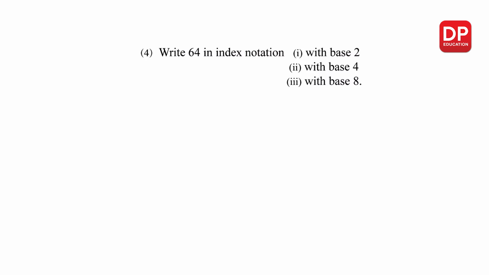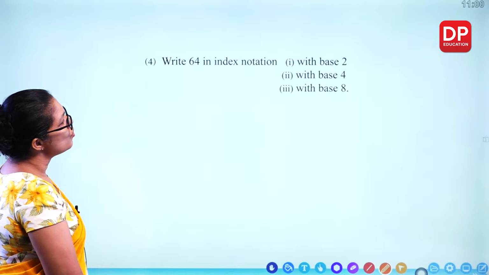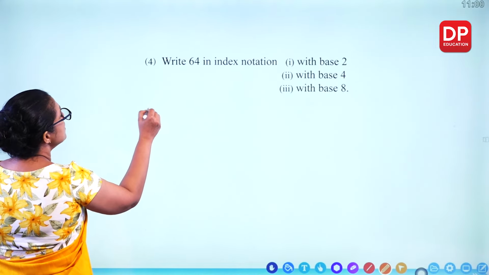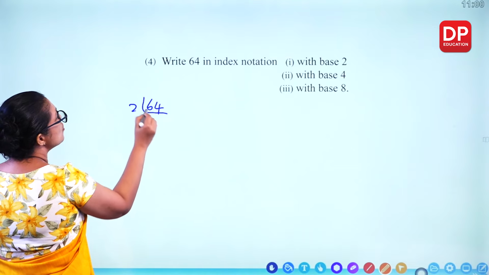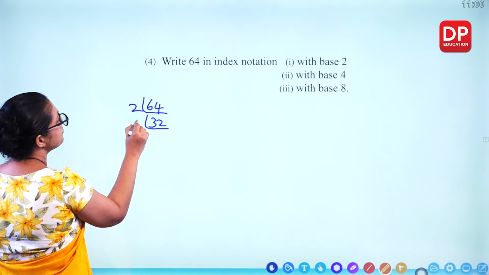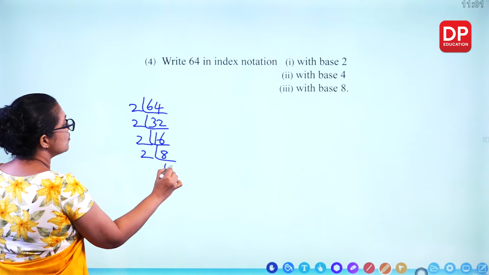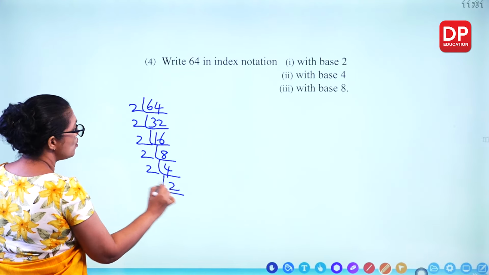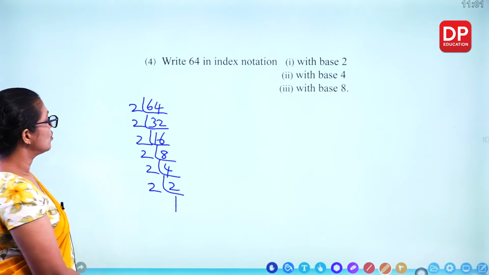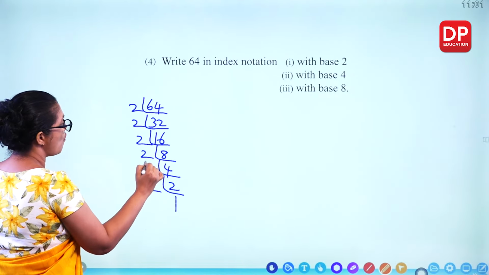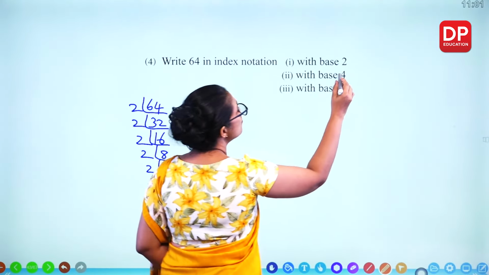Write 64 in index notation with base 2, with base 4 and with base 8. So first we'll find with base 2, divide and see. You get 2, 4, again 2. So how many 2's are there? 1, 2, 3, 4, 5, 6. 2 to the power 6.